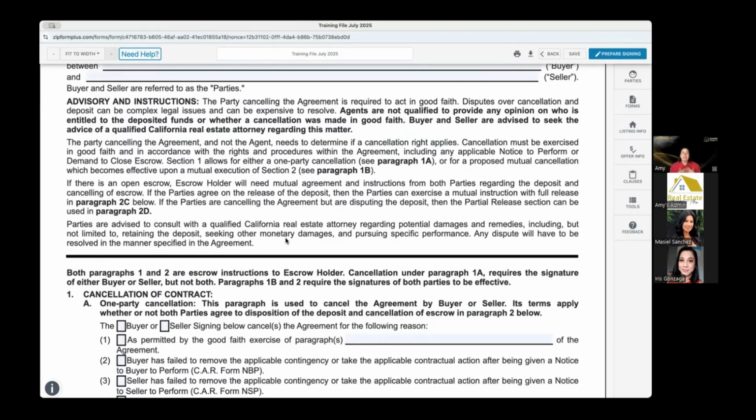Now, keep in mind that I might have an opinion that you are within your rights under the inspection contingency to cancel, but there's always a possibility that the seller may feel like the buyer did not act in good faith and go after their deposit. Okay, so keep that in mind. That's why we have to be careful about telling buyers that they're going to get their money back.